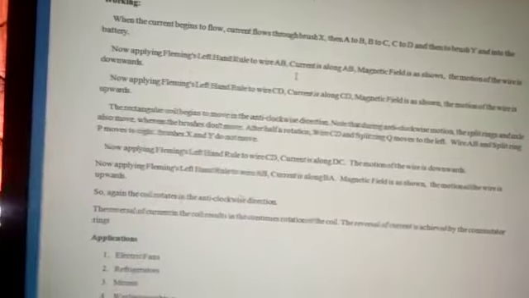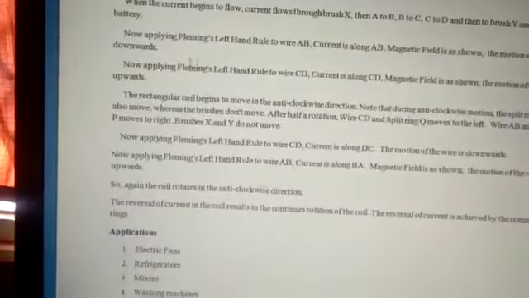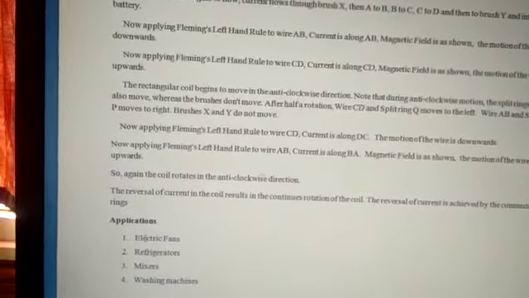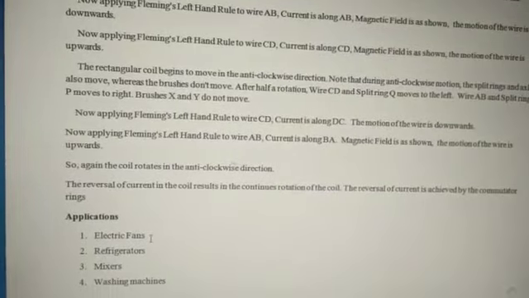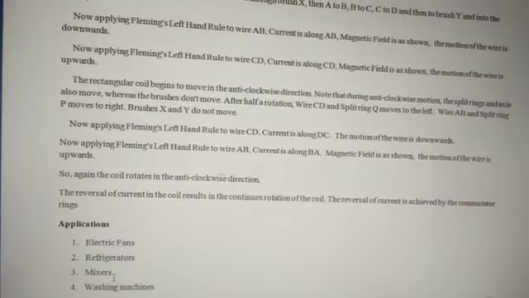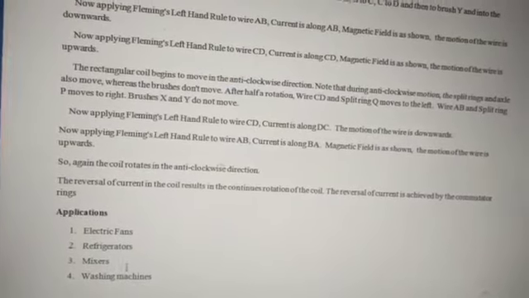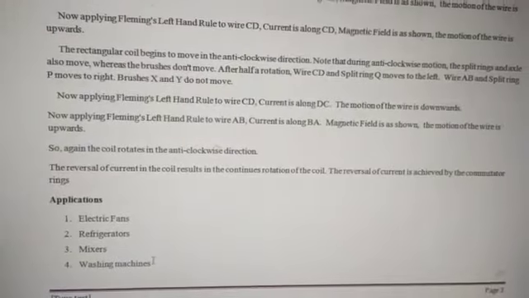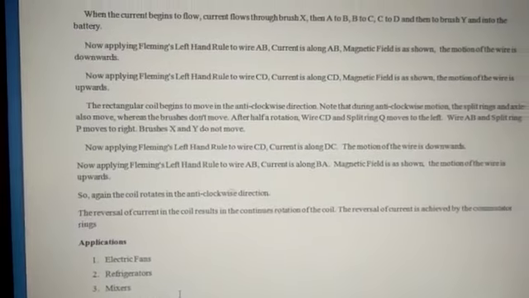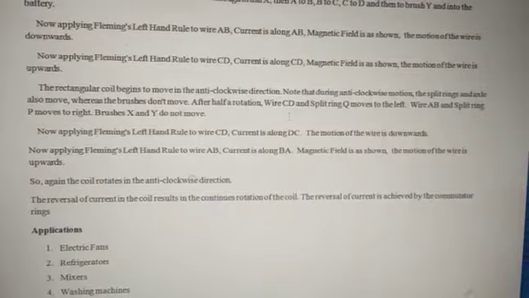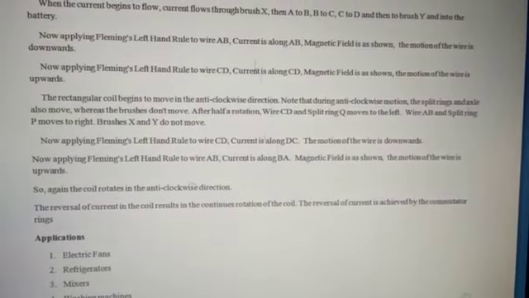What are the applications of this motor? The motor is used in electric fans, refrigerators, mixers, grinders, and also washing machines. There are so many applications for this motor. So this is all about the motor.